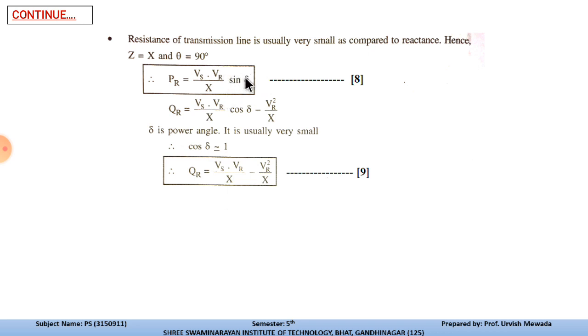Now if we put sine delta, or we can say delta is equal to 0, then sine 0 is 0, so this power will be 0. And if we put sine 1, meaning at that time 90 degrees, then this power will be maximum. So actually this is the excitation angle, or the angle between, we can say, voltage and current. If we maintain this excitation angle, then we can have the maximum power, and we can transfer the maximum power with minimum efficiency.